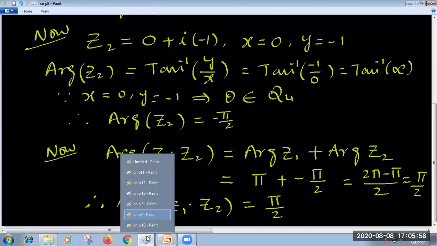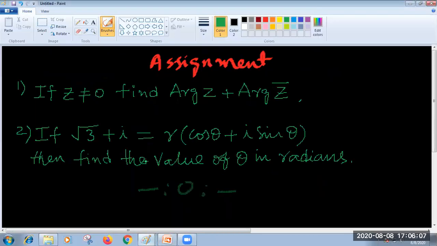Now we are running out of time. You can take some assignment questions. So for today's class, this is the assignment. You can work out these problems at home. If z is not equal to 0, find argument z plus argument z bar. If root 3 plus I is equal to r cos theta plus I sin theta, then find the value of theta in radians.